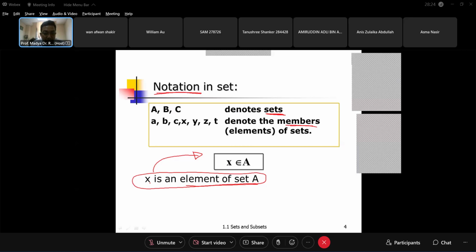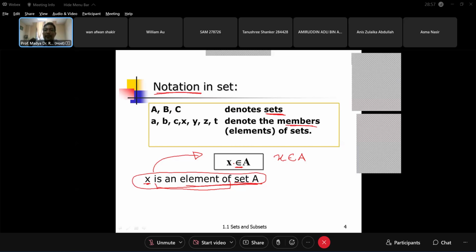So x, and set A, we just put A like this to represent A. This symbol means "is an element of". So "is an element of" we just represent by this symbol. That's why we simplify this and just represent it like x ∈ A, x is an element of set A.